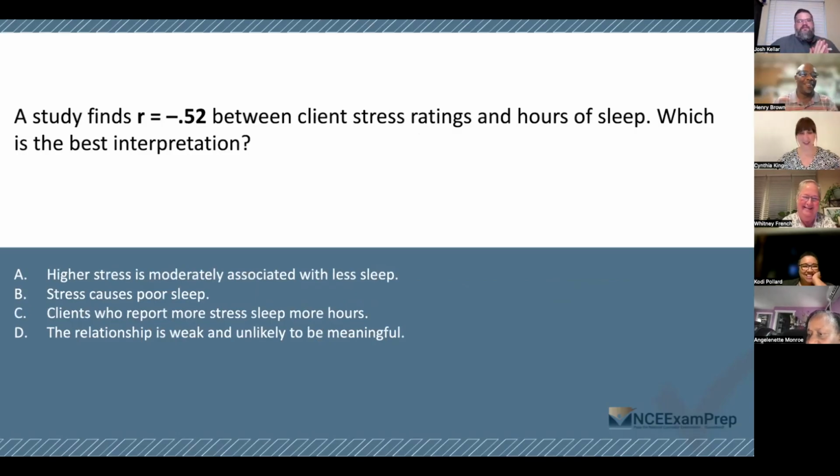A study finds Pearson r equals negative 0.52 between client stress ratings and hours of sleep. Which is the best interpretation? A: Higher stress is moderately associated with less sleep. B: Stress causes poor sleep. C: Clients who report more stress sleep more hours. D: The relationship is weak and unlikely to be meaningful.